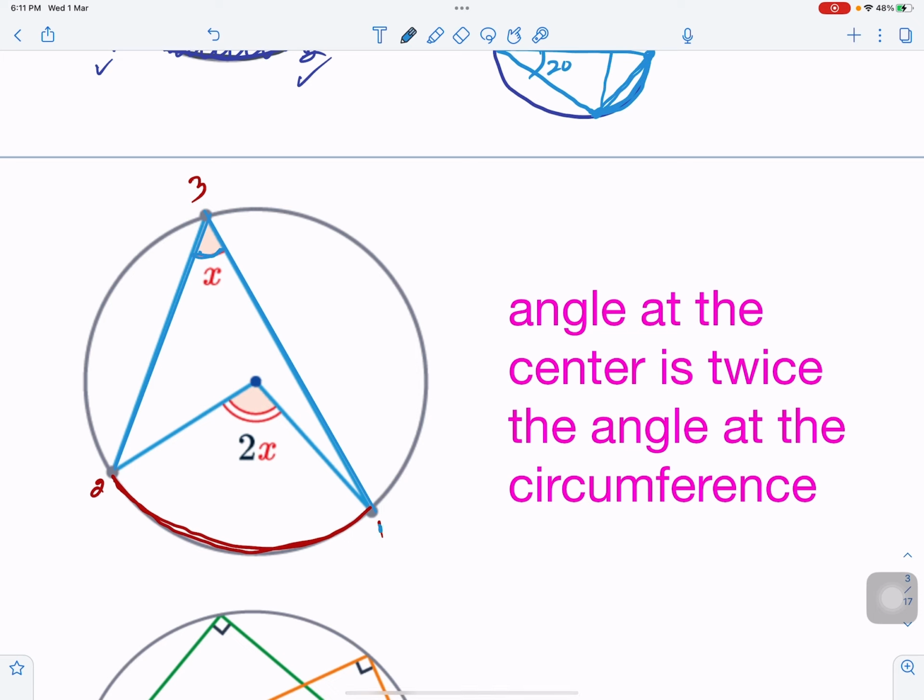From the same ends of the arc, which are 1 and 2, I am making an angle at the center of the circle. You can notice this, right? So this angle which is made at the center will be double the angle made at the circumference. So if this is 40, then this will be 80. You get my point? So this is called angle at the center is twice the angle at the circumference.